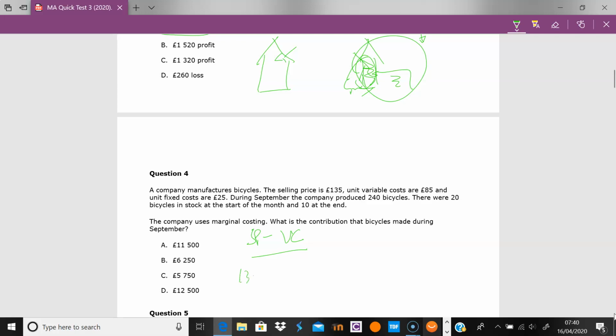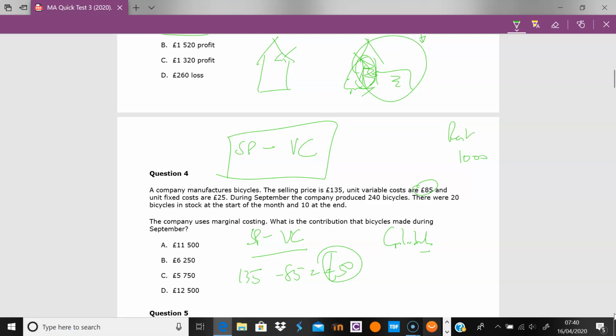So it says here, they manufacture these bicycles. The selling price is 135. The unit variable cost is 85. That's all I'm interested in. Remember our definition of contribution, which was selling price minus variable costs. I'm literally just wanting to understand how much I am making per unit before I think about fixed costs. I used the example of Yerzan, who wanted his rent. Imagine my rent was £1,000. I'm literally keeping £50 on every bicycle, so I need to sell 200 bicycles to first of all pay Yerzan before I could think about profit.